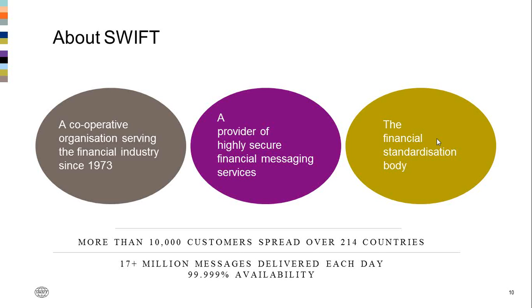To date, we have close to 11,000 customers connected to our network, and they are using the network to exchange somewhere in the region of 17 million messages with each other each day across some 214 countries. The network is known for its robustness, its resilience, and its so-called 5 nines availability. So that's a few words on SWIFT.